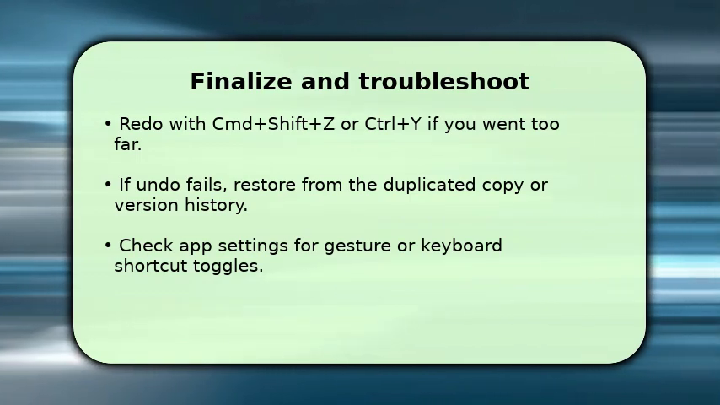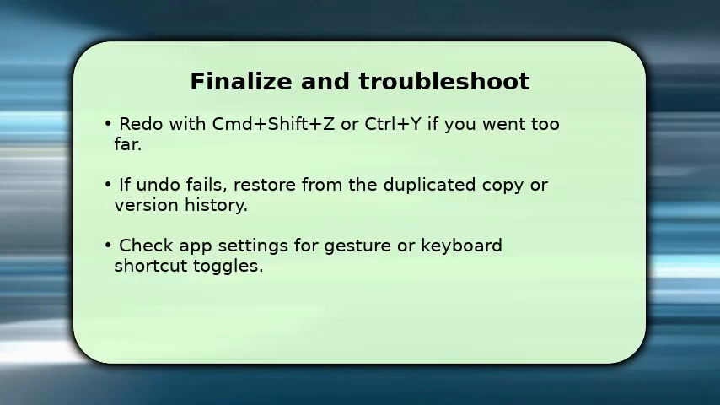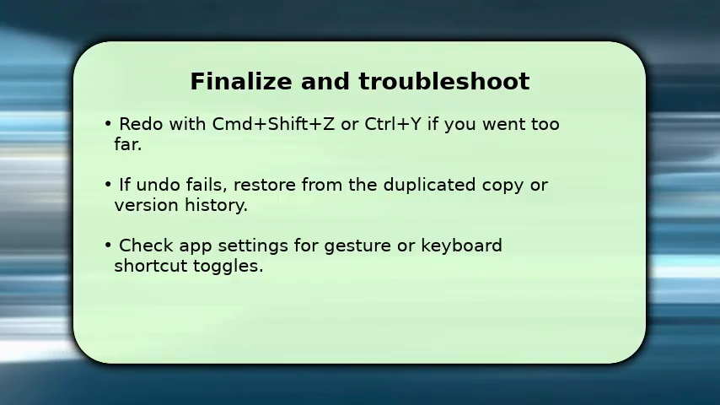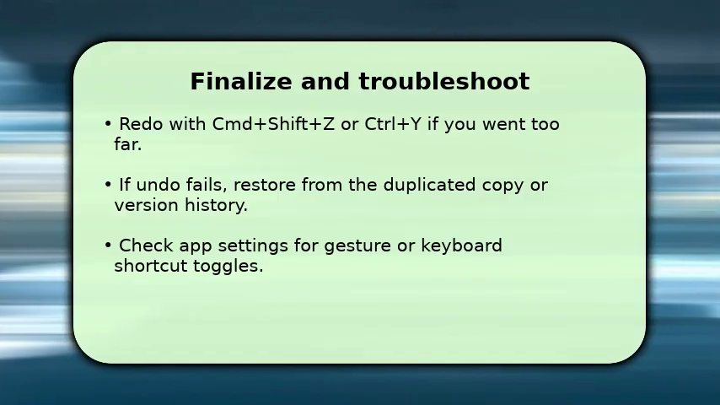If the undo won't work because changes were saved to a cloud or the app cleared history, revert to the duplicate you made or check the note's version history to restore an earlier snapshot. If gestures or shortcuts don't respond, open settings to enable them or restart the app. This often fixes transient input or permission glitches.